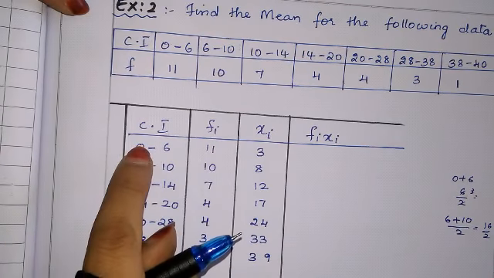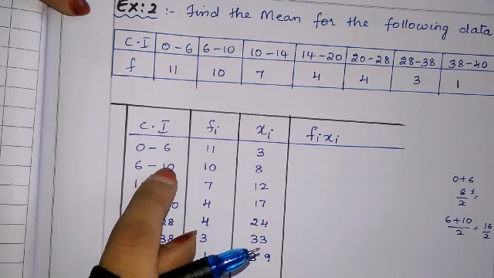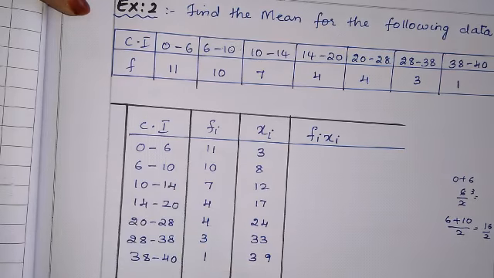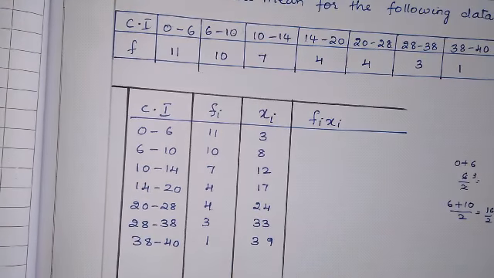Or else the easiest method is this number plus this number divided by 2, this number plus this number divided by 2, this number plus this number divided by 2, to find the middle numbers. So, we have got the middle numbers here.